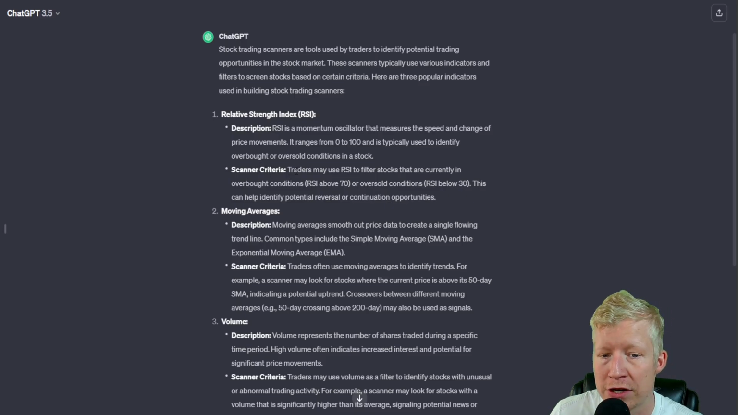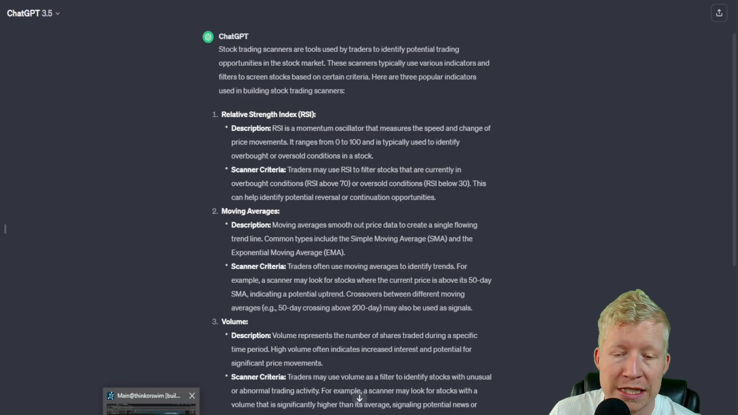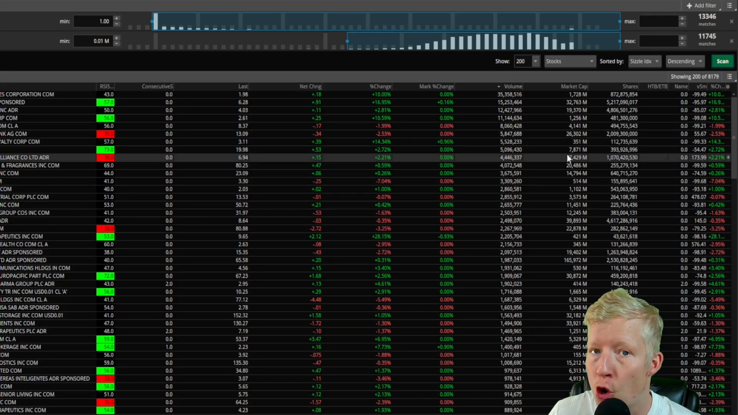The scanner criteria: traders may use the RSI to filter stocks that are currently overbought, RSI over 70, or oversold, RSI under 30. This can help identify potential reversals or continuation opportunities. Great. So RSI under 30 or RSI over 70.